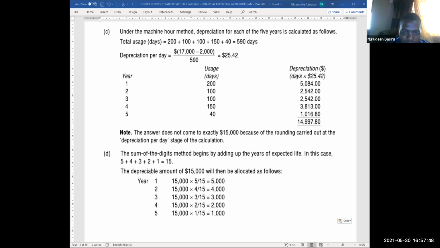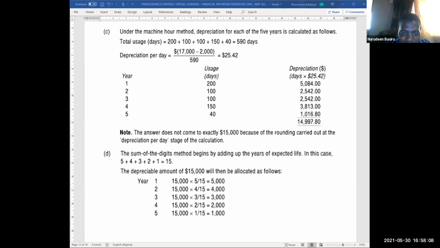Then we move to year 2. The digit for year 2 is 4, divided by the total sum of the year digits, which is 15, and multiplied by 15,000, which is the depreciable amount, and the result equals $4,000.